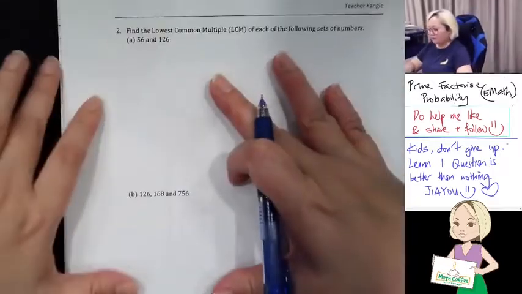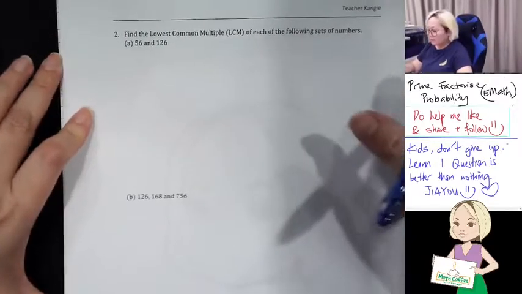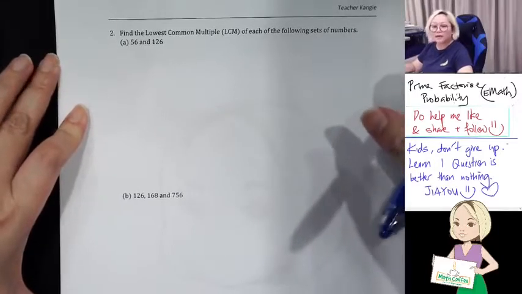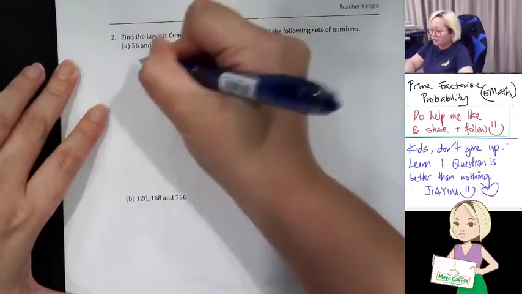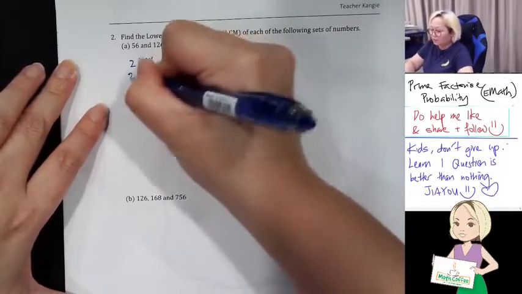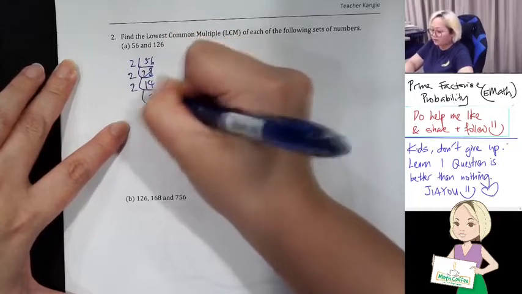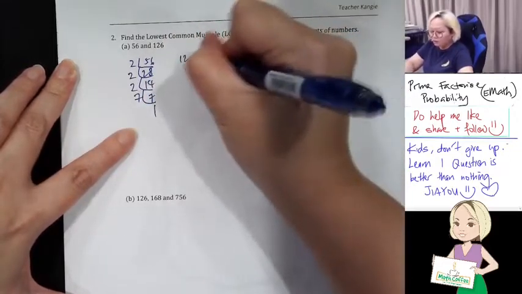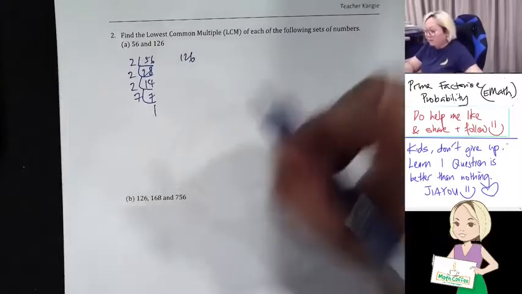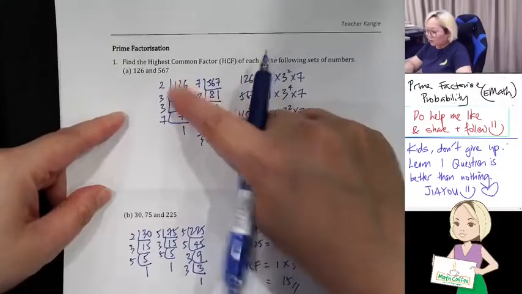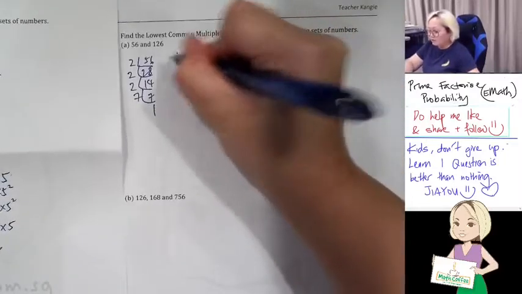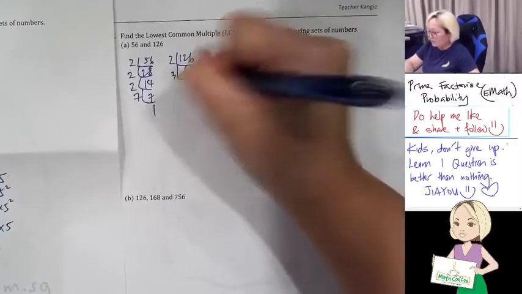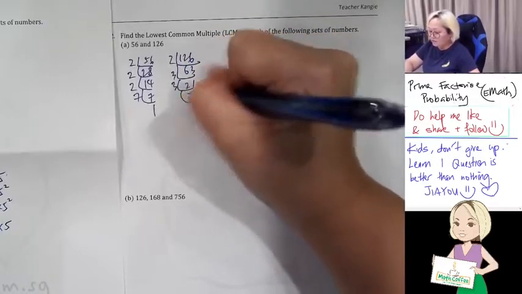Let's move on. I think the next question is about LCM. So we're going to do the same thing, but this time round, LCM takes the highest from each column. So let's do our ladder. So 56 divided by 2, 28, divided by 2, 14, divided by 2, 7, divided by 7, 1. 126, I played cheat, just now we did 126, right? So I'm going to just copy. So divided by 2, 63, divided by 3, 21, divided by 3, 7, divided by 7, and 1.